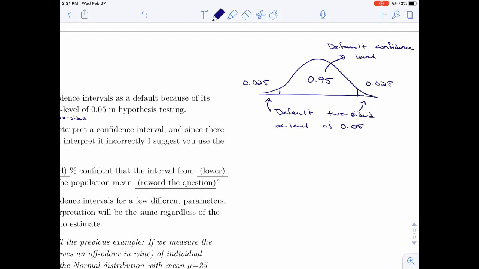Jot that down. You'll need it. Or I guess it's in the notes. So that's for 2B on the assignment.